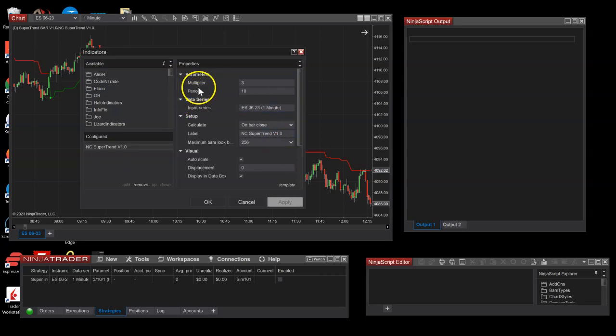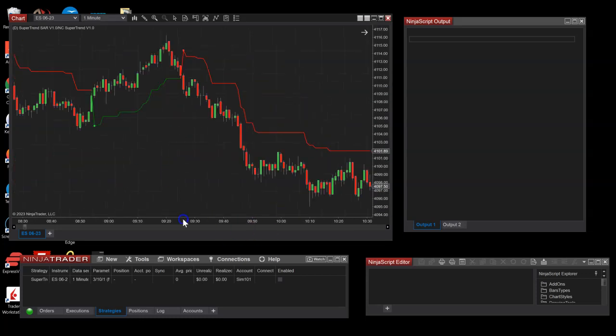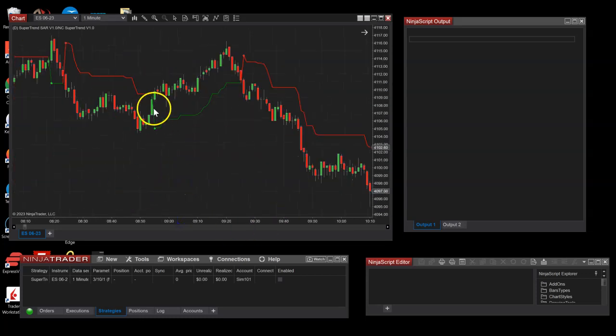It has only two parameters, a multiplier and a period. What it basically does is look at the close price. As you can see, when the close price crosses through this line, the SuperTrend changes direction.